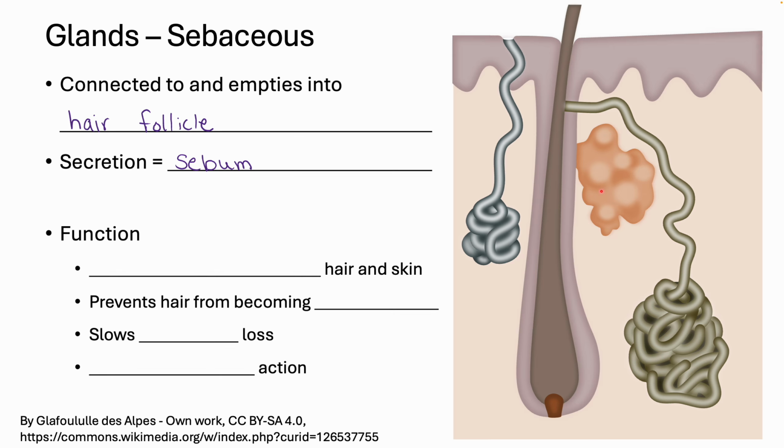The erector pili contractions are going to be responsible for forcing sebum out of the hair follicles, where it will empty into the hair follicle typically and lubricate the hair and skin. This ultimately is going to prevent the hair from becoming brittle, and because it is a non-polar substance, it's going to help with preventing water loss.